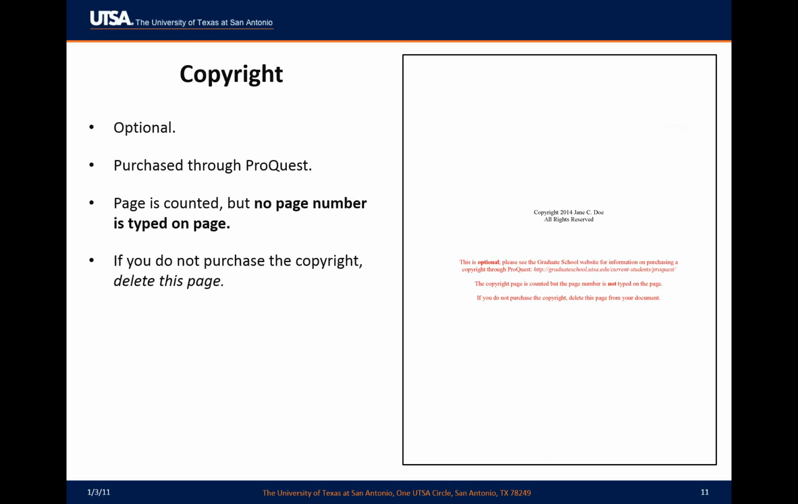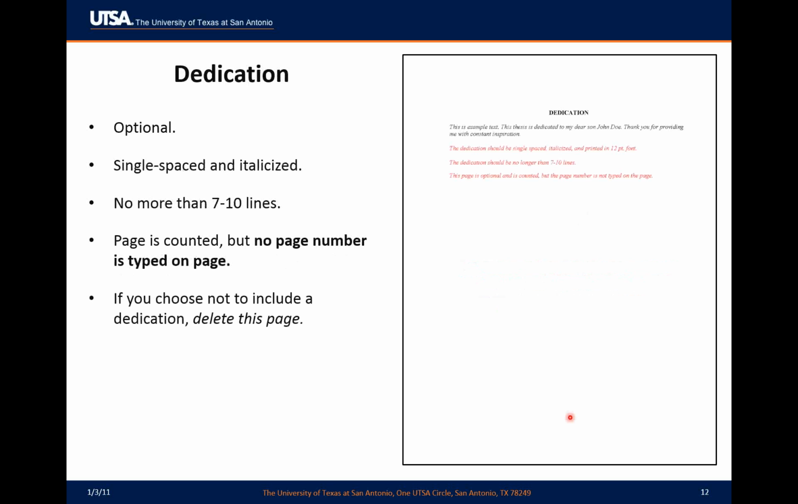Okay? Next up is your dedication. This is another optional page. If you would like to include a dedication, you are more than welcome to. The dedication basically should be short but sweet. You can dedicate your document to whoever you would like to dedicate it to. This is example text here. So the dedication should be single-spaced, and it should be italicized and in 12-point font. No more than 7 to 10 lines for your dedication. If you go longer than that, we will ask you to shorten it.